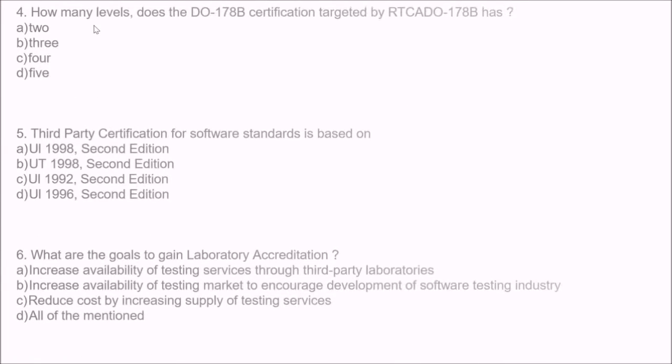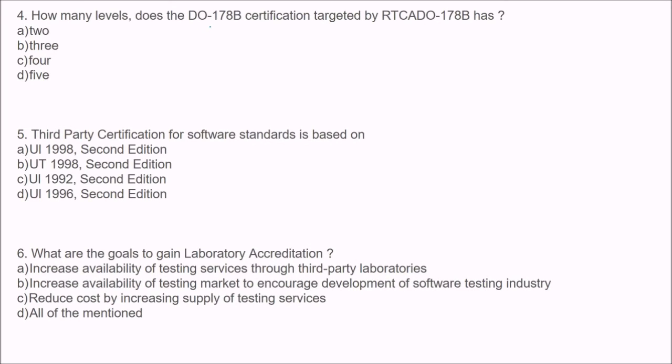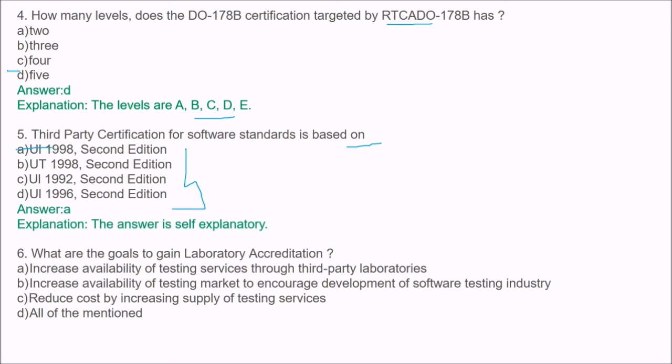Now the next one is, how many levels does the DO-178B certification targeted by RTCA DO-178B have? The answer is D, 5: A, B, C, D, E. These are the 5 levels. Third-party certification for software standards is based on which one of these? The answer is A. This is IEC 1998, second edition.